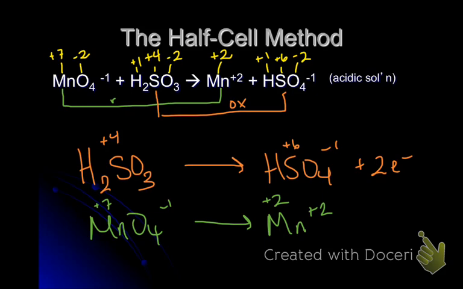Again, always check that if it's manganese that's changing, we want to have the same number of manganeses on each side. That sounds like a Dr. Seuss thing, manganeses. And we do. We have 1 of each, so we're good.